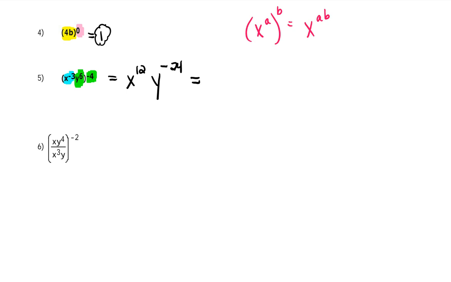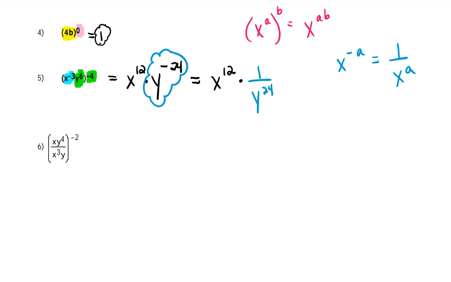But the directions say make sure you leave all answers with positive exponents only. So now I'm going to have to use the rule that says x to the negative a equals 1 over x to the positive a. And so you still have this x to the 12th. And when it's next to the y, it's like there's multiplication right here. So I'm still multiplying it. And then this guy, y to the negative 24th, would become 1 over y to the positive 24th.